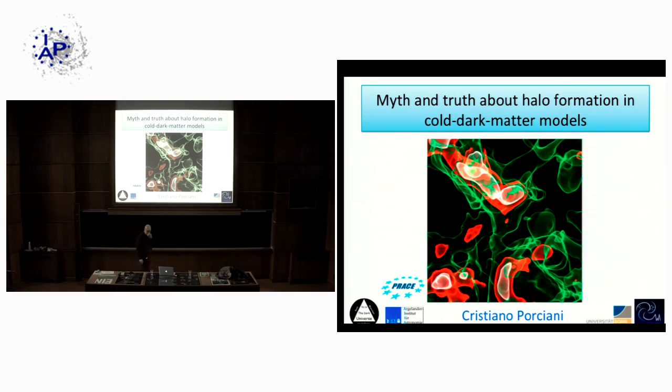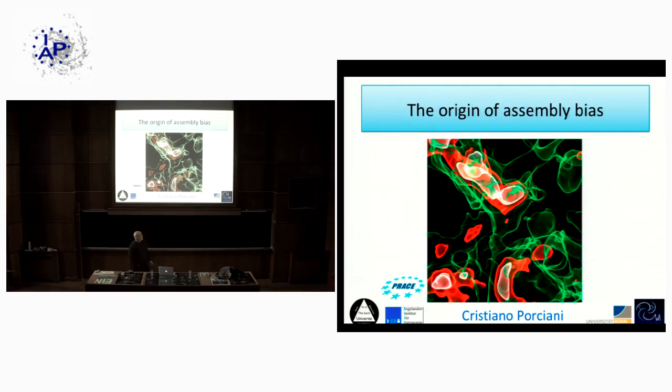What I'm going to speak about today is the formation of dark matter halos in the cold dark matter scenario, but the, let's say, true title under this more effective one is actually The Origin of Assembly Bias. Don't worry if you never heard this name. I will clarify what is meant by that.